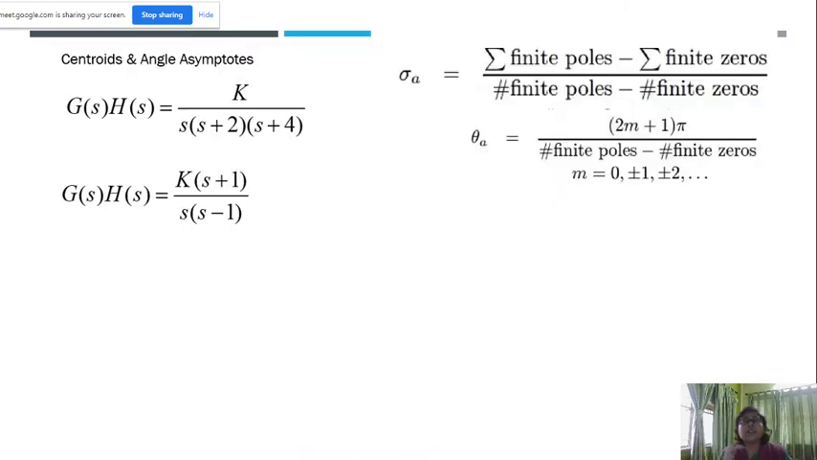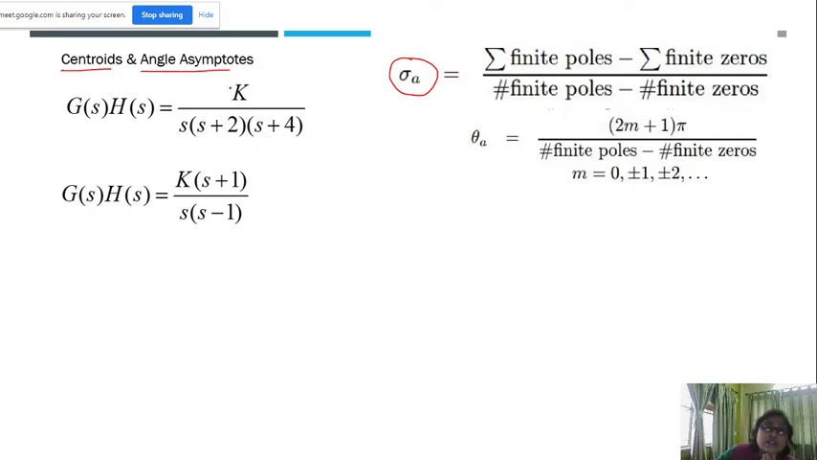Okay, now the next thing what we need to understand is the concept of centroid and angle of asymptotes to draw the root locus. The centroid has a formula. What is the formula? The formula is summation of poles minus summation of zeros divided by P minus Z. P minus Z means number of poles minus number of zeros.